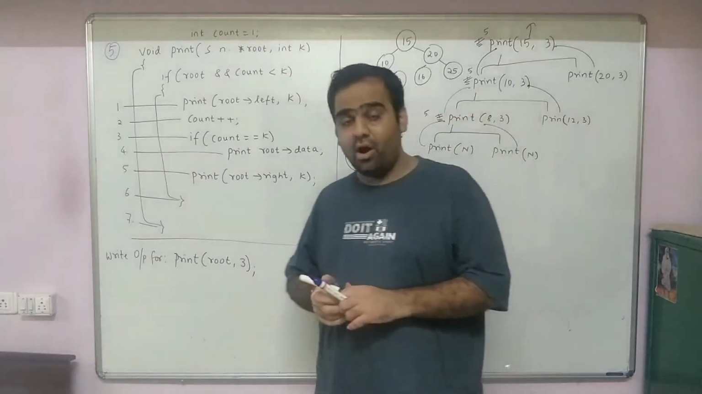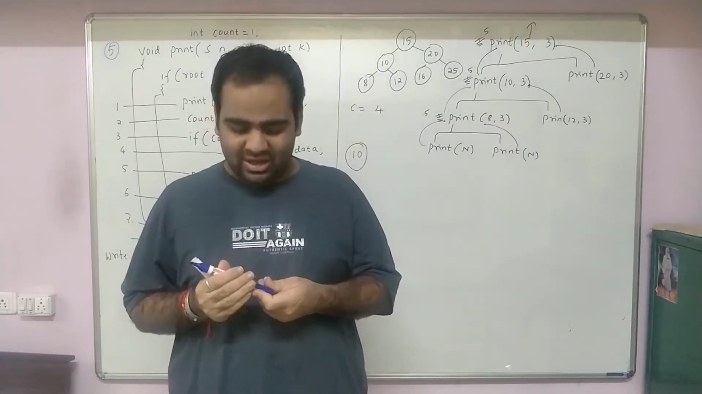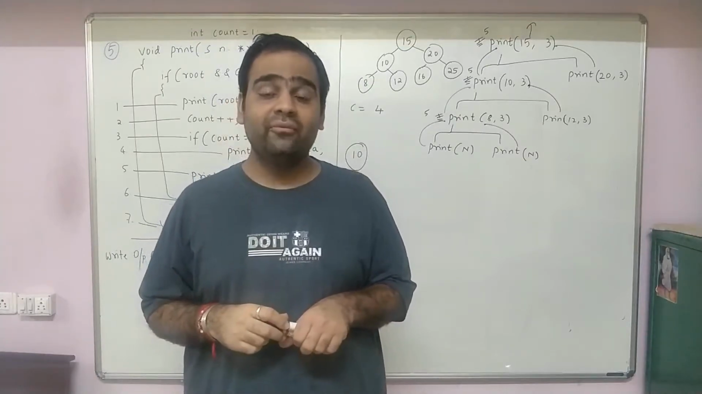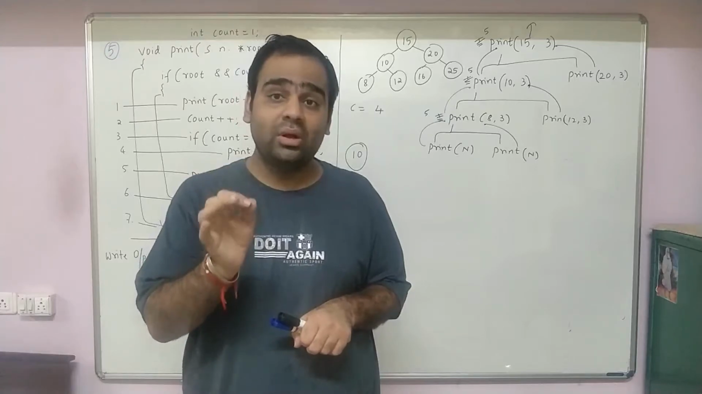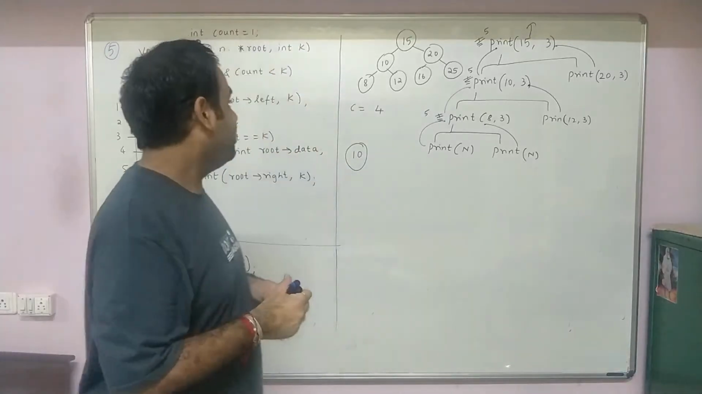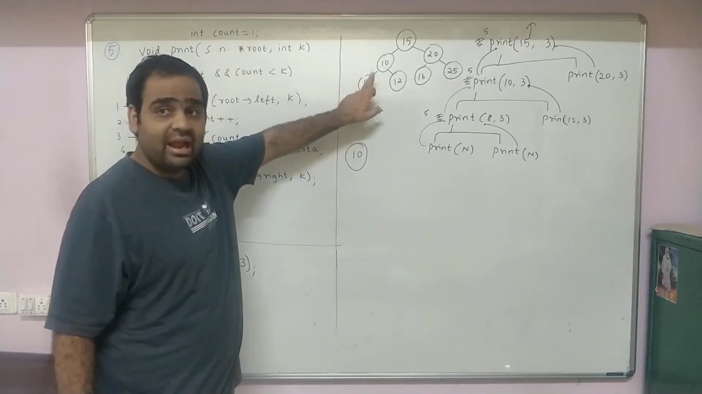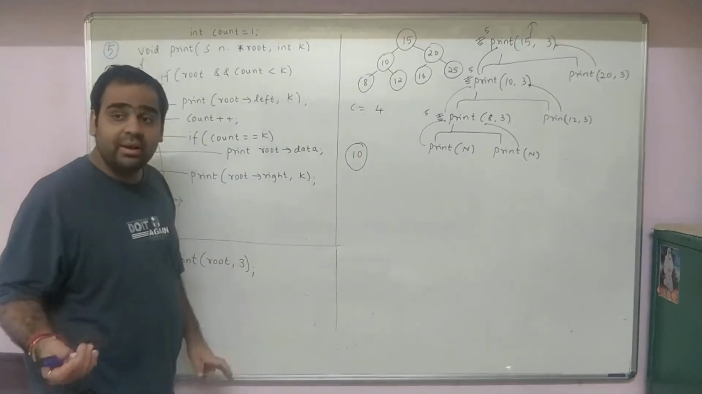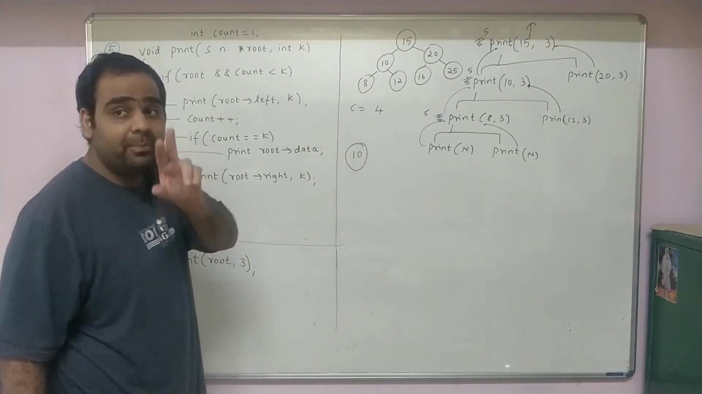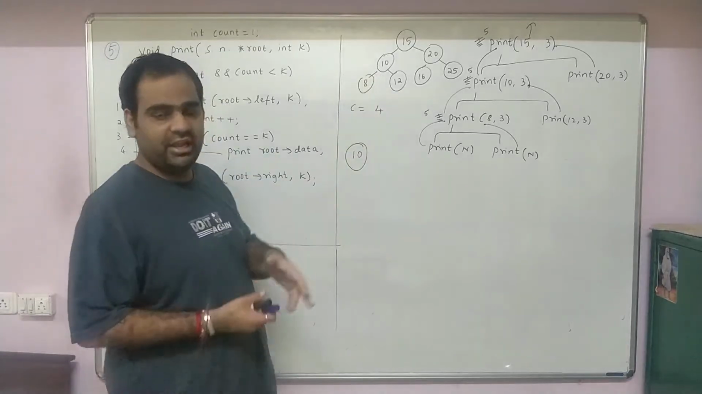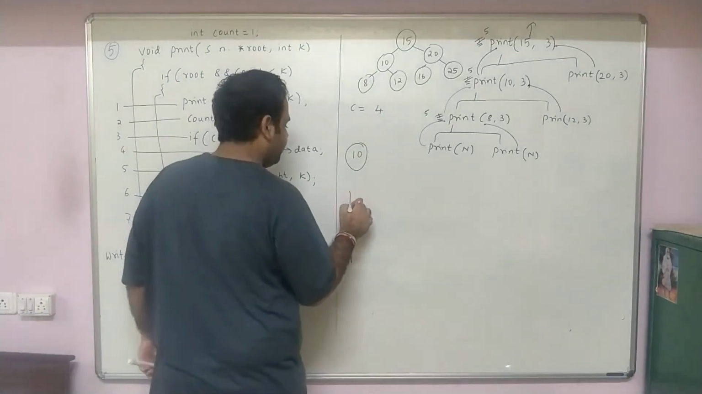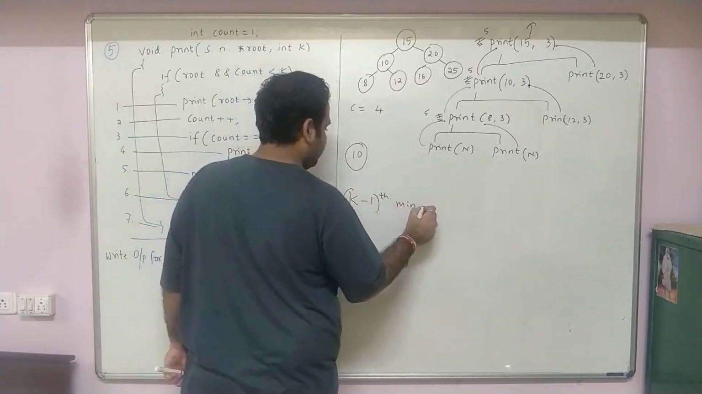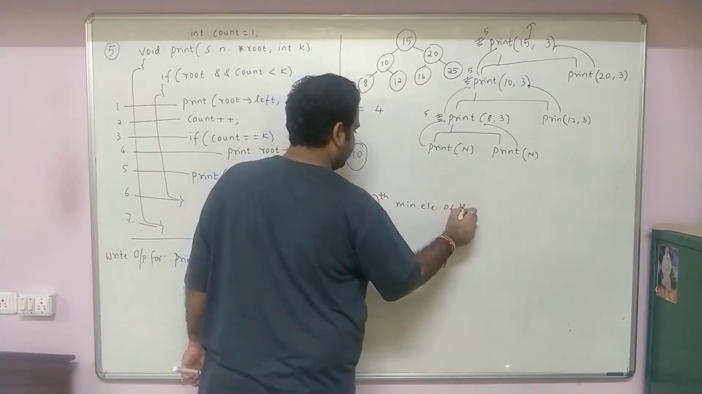Now you need to say what this program does in general. What does this program do? Yes, can anyone say? Okay, this program will print the k minus 1th minimum of this tree. What is the minimum element of this tree? It is 8. And what is the second minimum of this tree? It is 10. The value of k is 3. 3 minus 1, what is 3 minus 1? 2. It will print the second minimum of this tree. Therefore, this code will print the k minus 1 minimum element of the tree.